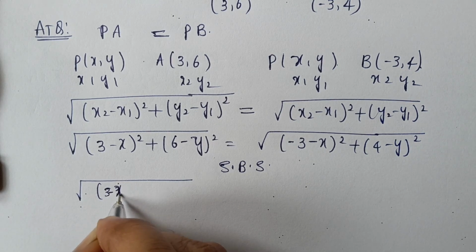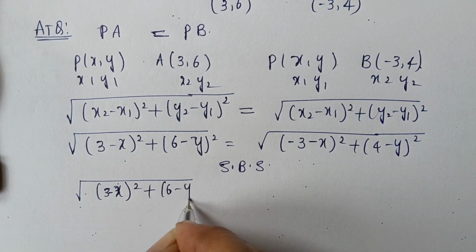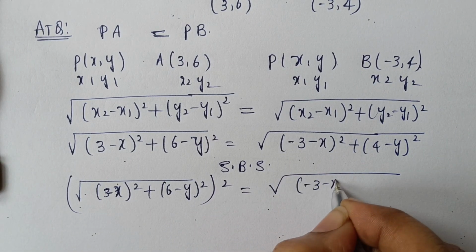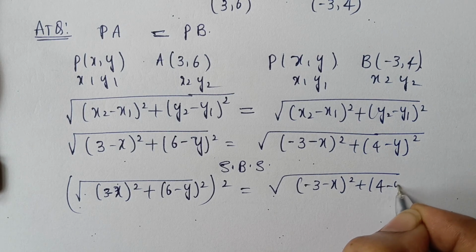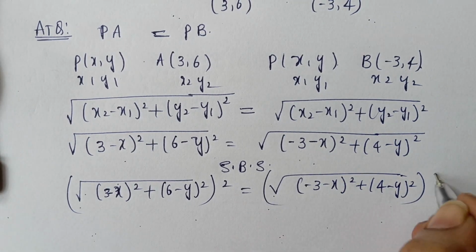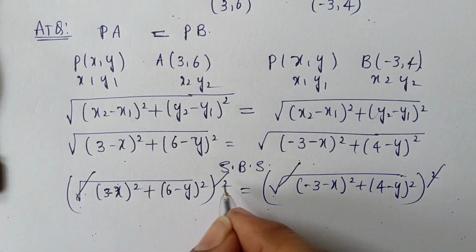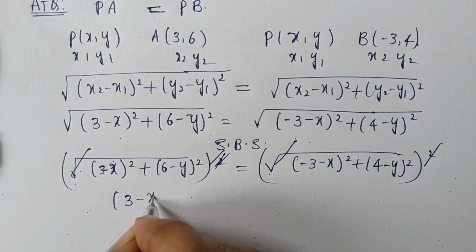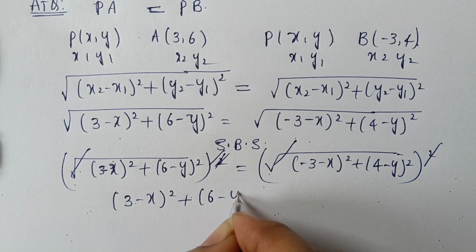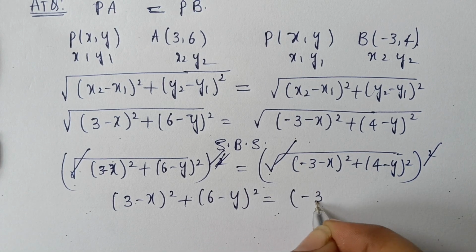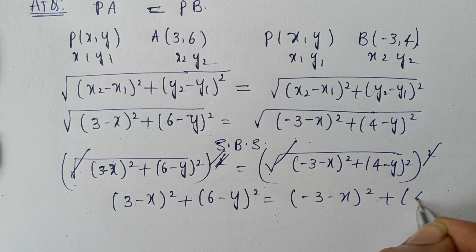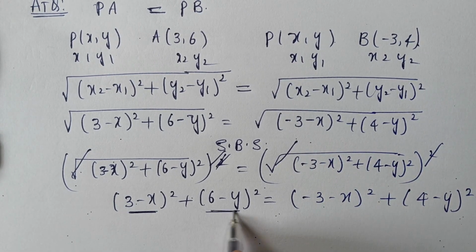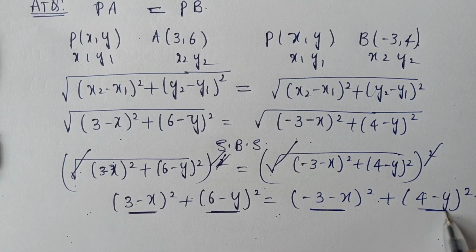3 minus x square plus 6 minus y square is equal to minus 3 minus x square plus 4 minus y whole square; the square root gets cancelled. So now we have the equation 3 minus x square plus 6 minus y square equals minus 3 minus x square plus 4 minus y square. Now we'll expand by using the identity a minus b whole square.